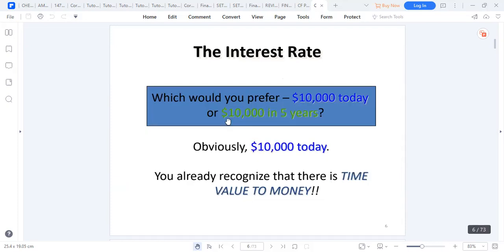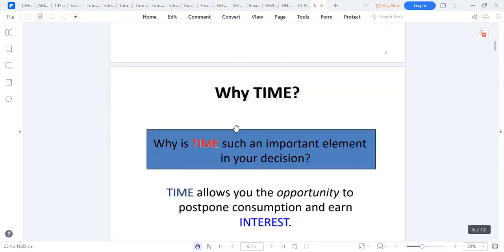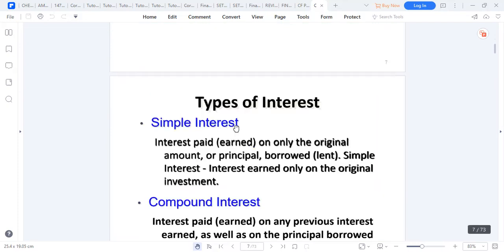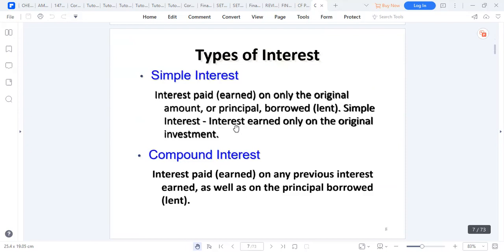So like I asked, would you prefer $10,000 today or 5 years later? Obviously, you'd want it today. But the reality is that $10,000 5 years from now is not equivalent to $10,000 today because of issues of inflation. So time is of interest, and so we're going to start with what is called simple interest.